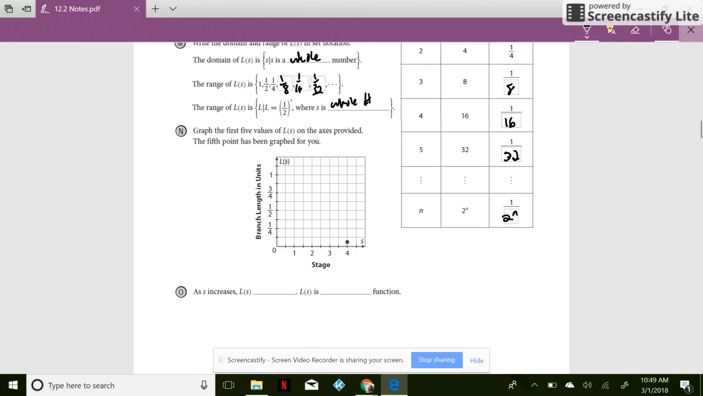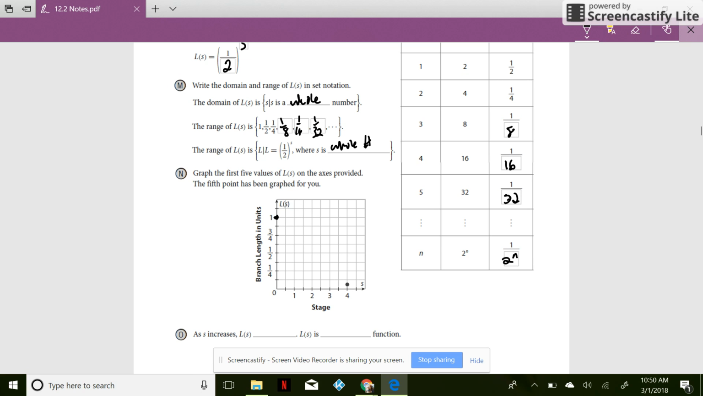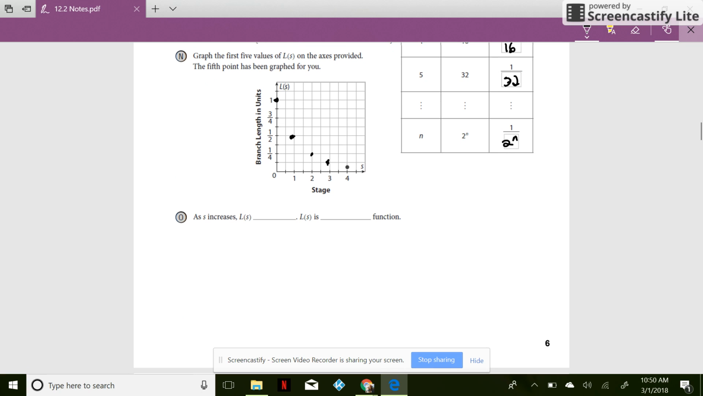If we graph these lengths, at stage 0, there is 1 branch, or the length of the branch is 1. At stage 1, the length is 1/2. At stage 2, it's 1/4. At stage 3, it's 1/8. Stage 4, it's 1/16. So now as s increases, L of s decreases. Our y values are going down, so that makes it a decreasing function.